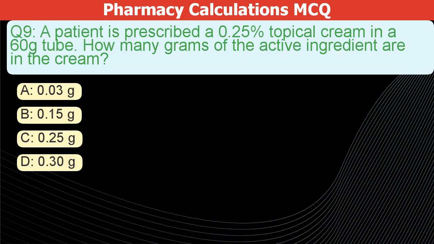A patient is prescribed a 0.25% topical cream in a 60-gram tube. How many grams of the active ingredient are in the cream? A. 0.03 grams. B. 0.15 grams. C. 0.25 grams. D. 0.30 grams.